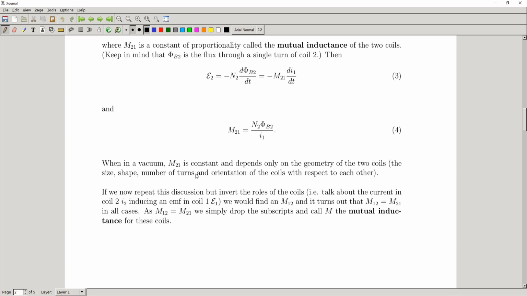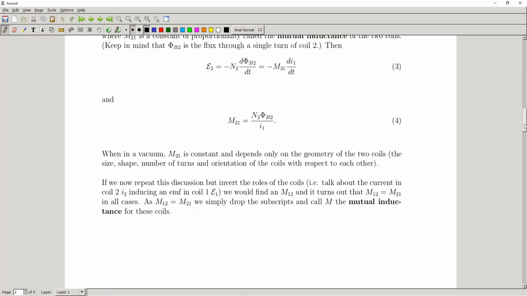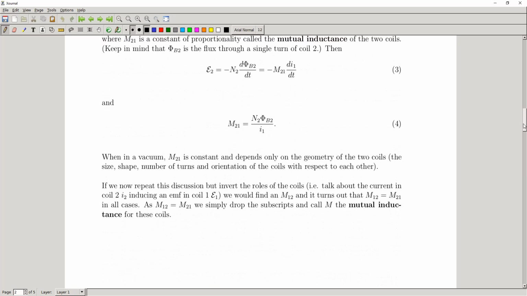If we now repeat the same procedure that we just went through to figure out what the induced EMF in coil 2 is, but we flip the roles of coil 2 and coil 1, so now we're passing a current through coil 2 and looking at what kind of current is induced in coil 1, we can go through that same argument. In that case we would be looking for M12, right? We were looking for M21 here, but in this new case we'll be looking for M12, okay?